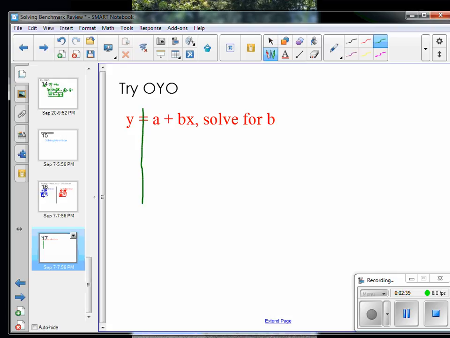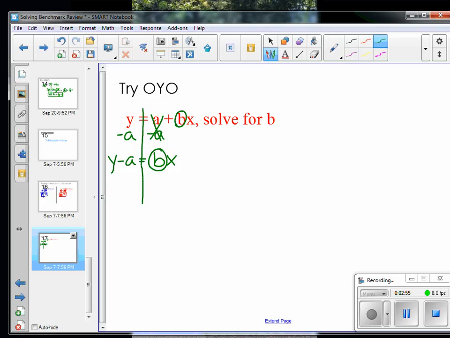All right, so this one is the trickiest one. We want to solve for b. So we have to get rid of a first because it's what's being added. So we're going to subtract a. We cannot combine the y and the a because they're two different things. So we just write y minus a. We're left with bx over here.